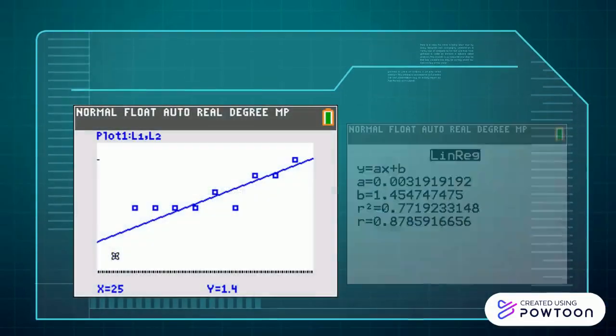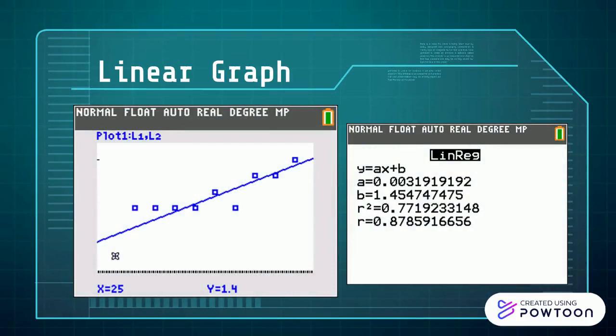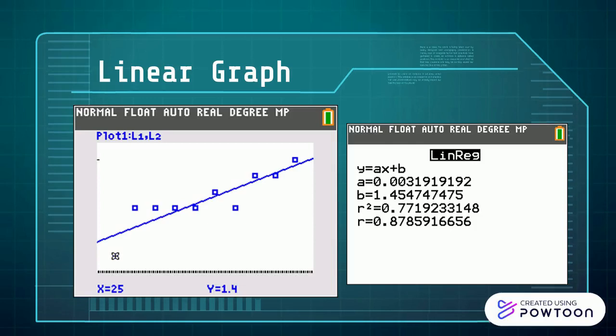Our first graph, which is the linear graph, gives us the best fit line for the data for y equals mx plus c equation. The graph has a R-squared value of 0.772 rounded off to 3 significant figures.